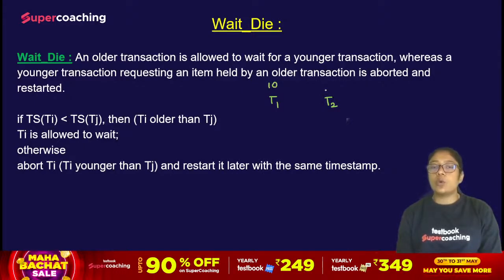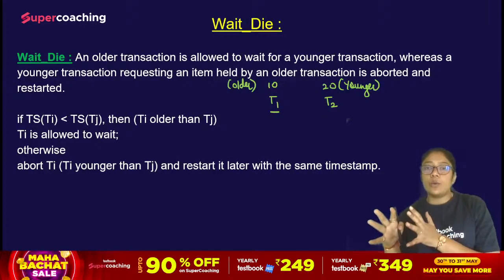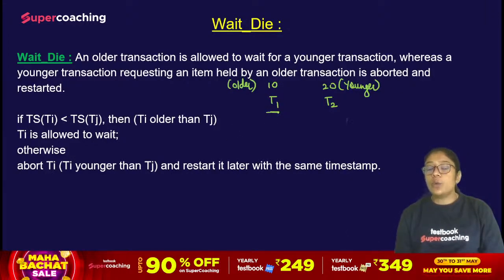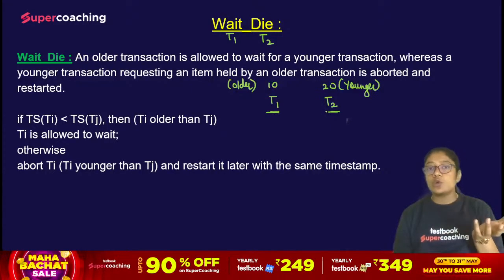Let us assume that T1 is the older transaction and T2 is the younger transaction. Older and younger. So wait-die is saying that if T1 is the older transaction, and if the older transaction needs some resources which are held by the younger transaction, then the older transaction will wait. But if T2 wants some resources which are occupied by T1, that means the younger transaction has to wait for the older transaction to free the resources, then in that case it will die. Die means it will stop its execution and restart later with the same timestamp value.